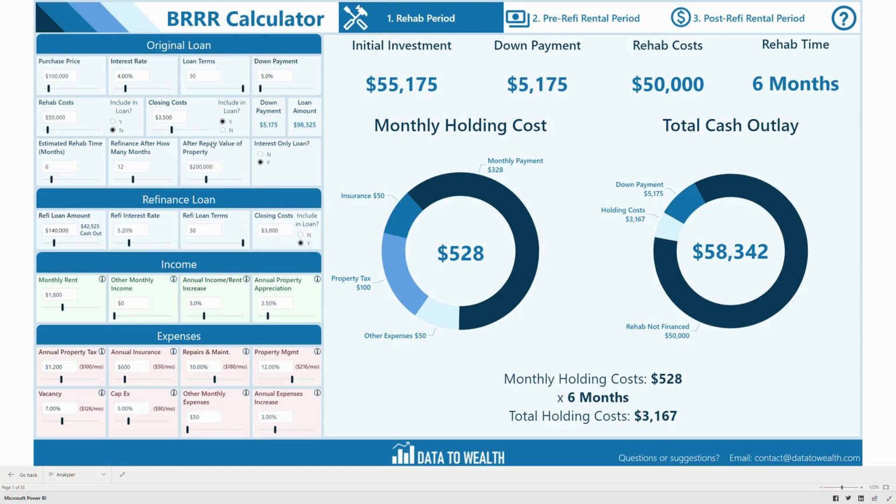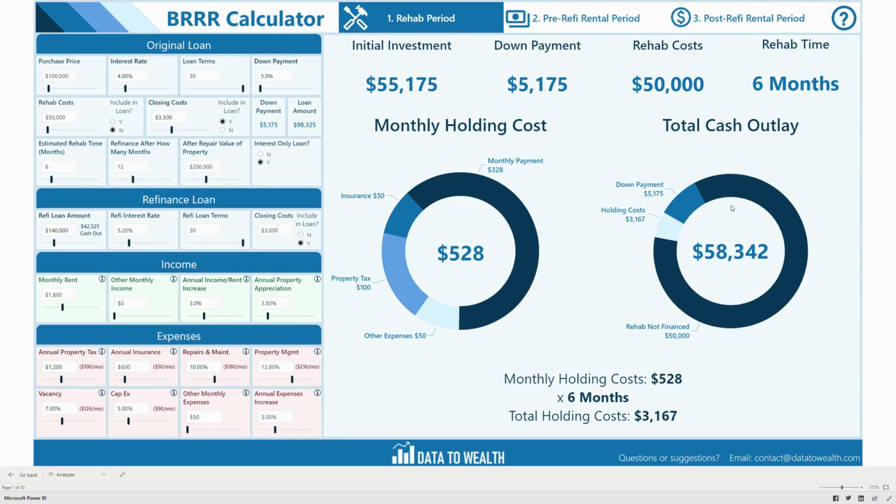Once you have input all of your numbers, there are 3 phases to this BRRRR strategy that this calculator breaks out. You have the Rehab Period, the Pre-Refinance Rental Period, and the Post-Refinance Rental Period. We'll start out with the Rehab Period. Based on your inputs, you can see what your initial investment in the property will be. You can also see your monthly holding costs.